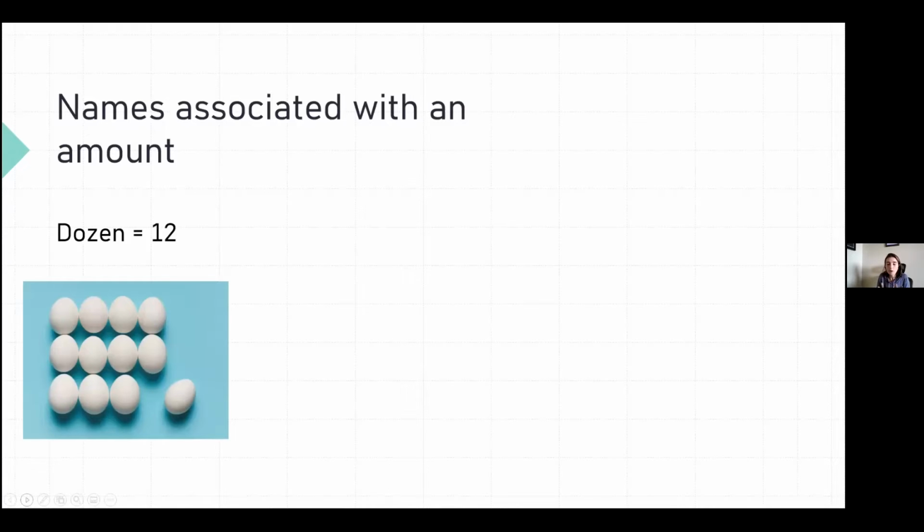Okay, so before we can really talk about what a mole is, we have to understand these different names that are associated with amounts, different ways to count. Some examples that I thought of: when we talk about a dozen, this always means 12, right?